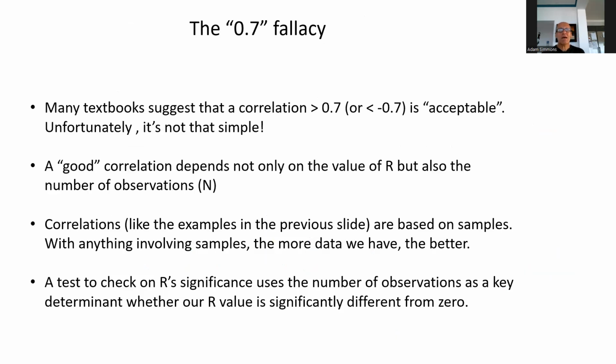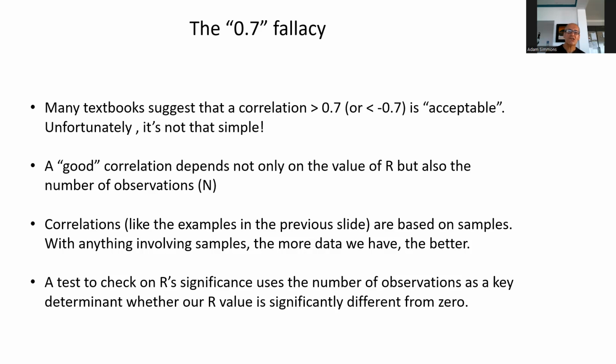Now, let me come on to one of my many bugbears in forecasting, what I call the 0.7 fallacy. A good deal of textbooks, and I've seen this in courses as well at universities, in the material written by the lecturer, suggests if you have a correlation greater than 0.7 or below -0.7, then that's a good figure and you can say that's acceptable. But it's not actually that simple.